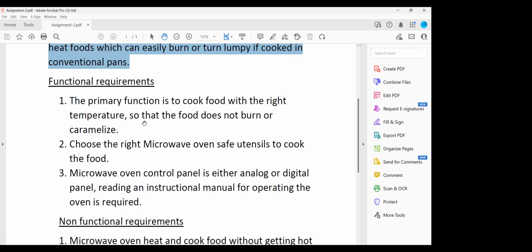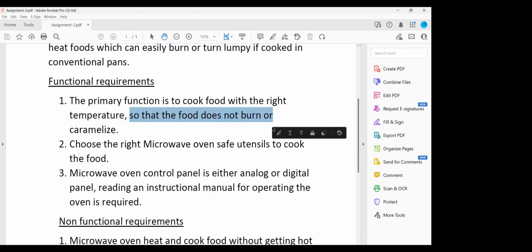Here it is mentioned that the food does not burn or caramelize. That means if the microwave continues to heat even after the time set, that is 1 or 2 minutes, definitely the food is going to burn or caramelize. Correct? The functionality should be that after a certain period, when the food is heated at 100 degrees Celsius for 2 minutes, the microwave should turn off automatically.